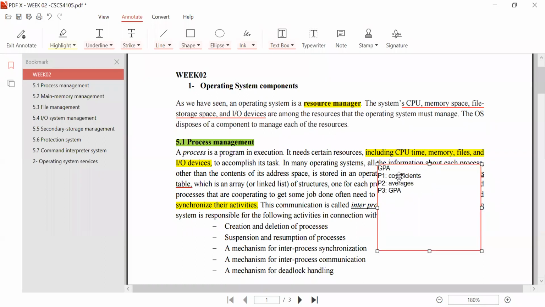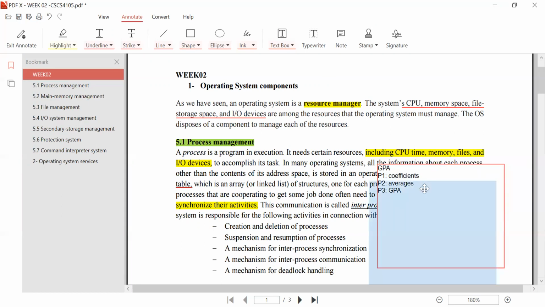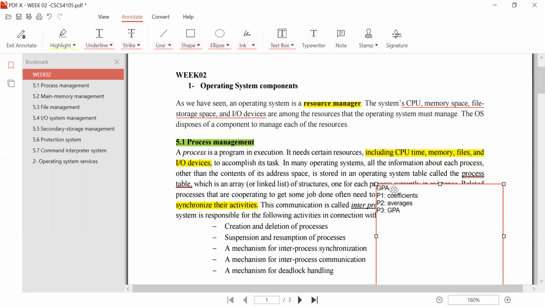Process 1 will have its own process table. Process 2 will have its own process table. Process 3 will have its own process table. And in its process table, process 1 will indicate at which time it is going to go into the processor, which memory space it is occupying, what files it is manipulating, and what input devices, and that will be the case for all the processes. So you see that all these processes are intended to accomplish a given job, which is to calculate the GPA.